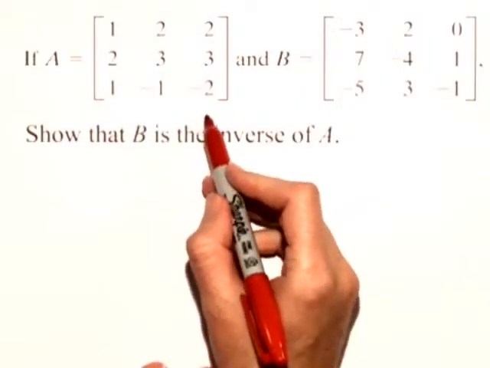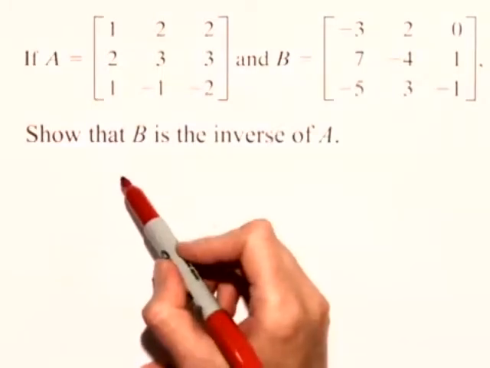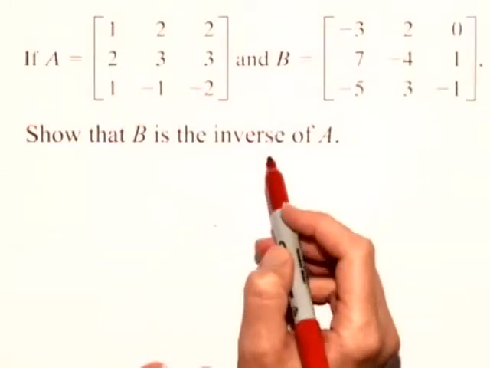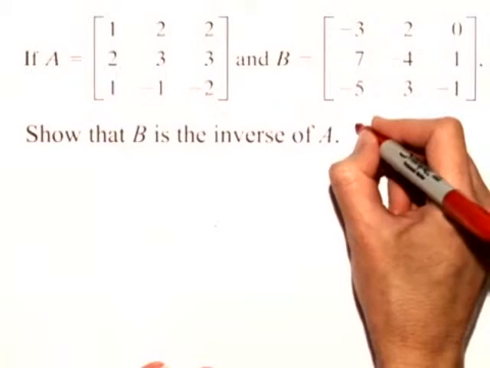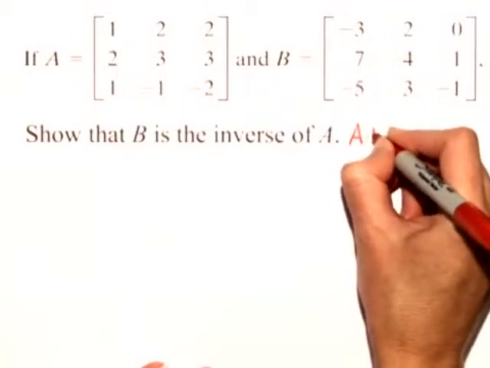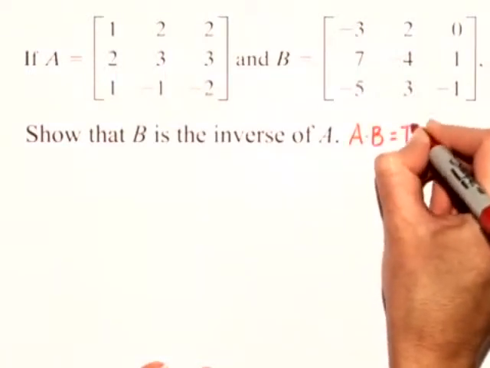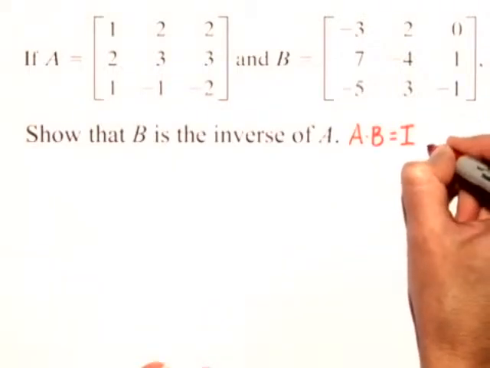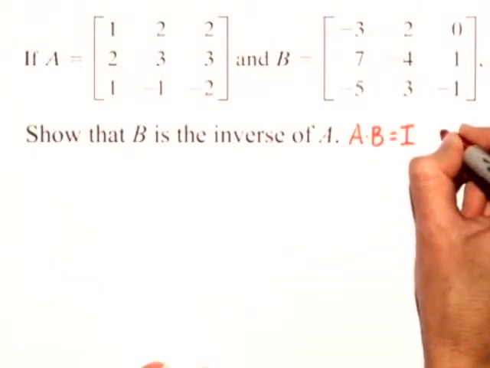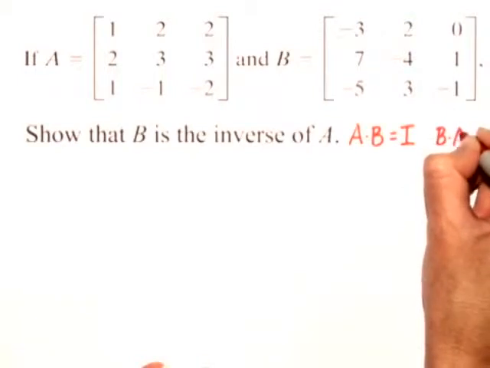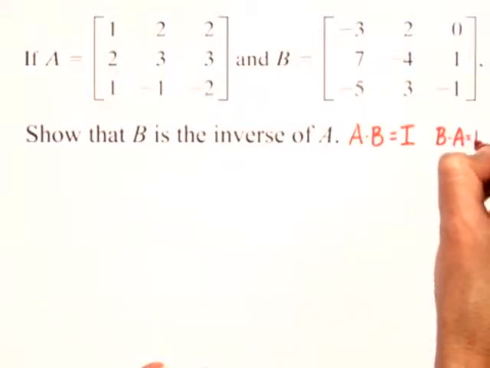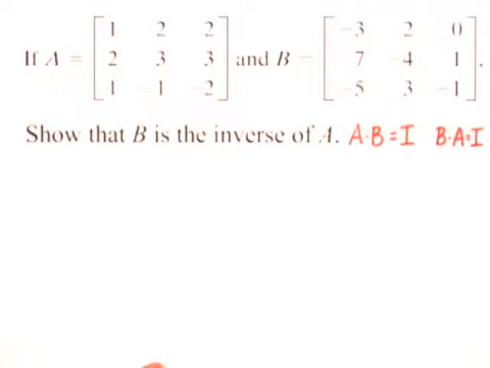For this problem, I'm going to show that one matrix is the inverse of another matrix. So I have the matrix A given and also the matrix B, and I want to show that B is the inverse of A. In order to show that, I need to multiply A times B together and get the identity matrix, and I also need to show that B times A is also equal to the identity matrix. So I have two multiplication problems to do.